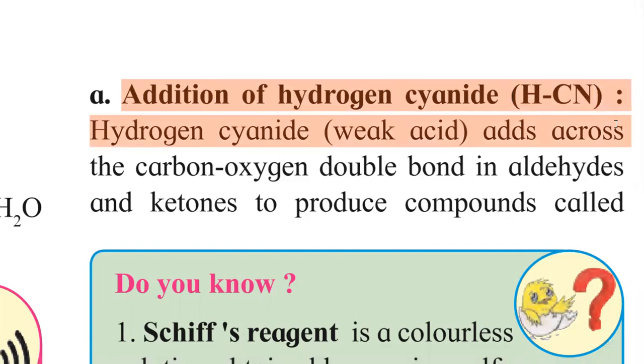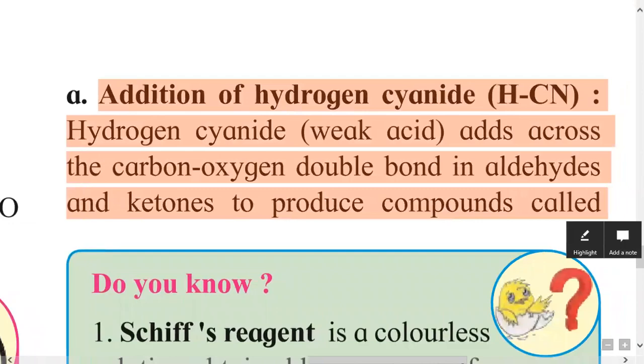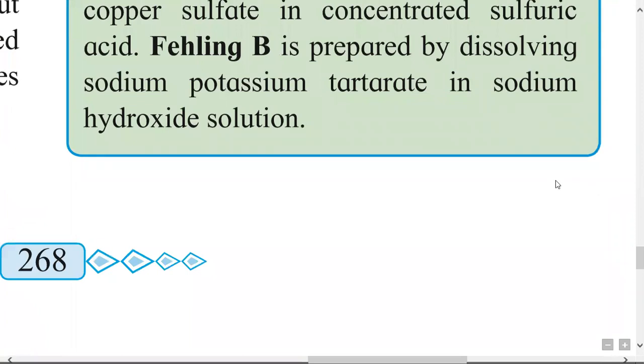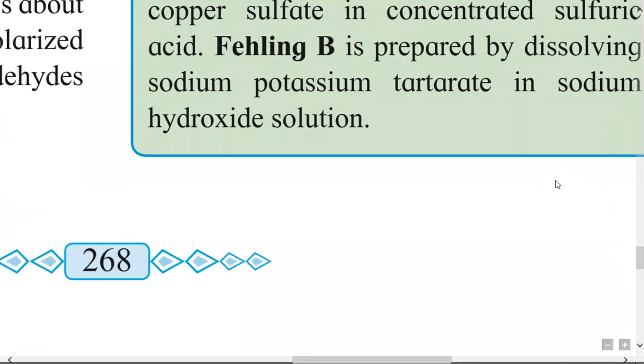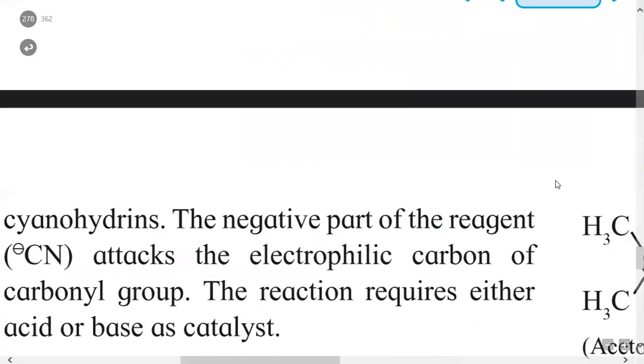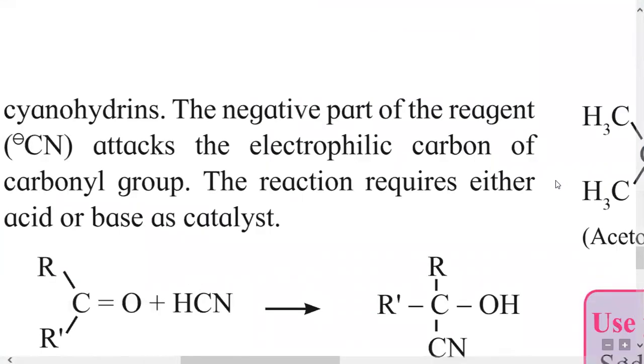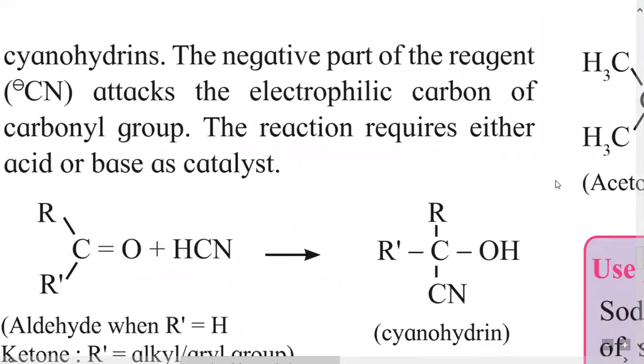We know hydrogen cyanide is a weak acid. It adds across carbon oxygen double bond in aldehyde and ketone and produces a compound, and these compounds are called cyanohydrines. So in these cyanohydrine compounds, the negative part of the reagent, that is CN minus, attacks the nucleophilic carbon of carbonyl group, and reaction requires either acid or base as a catalyst.